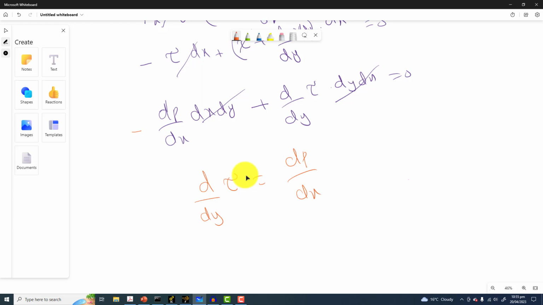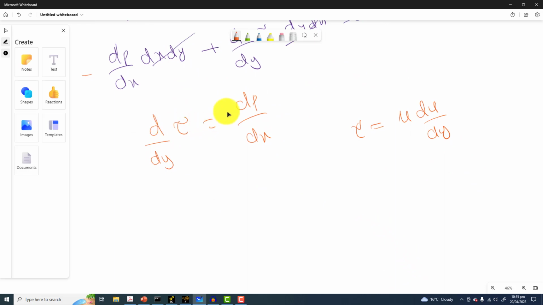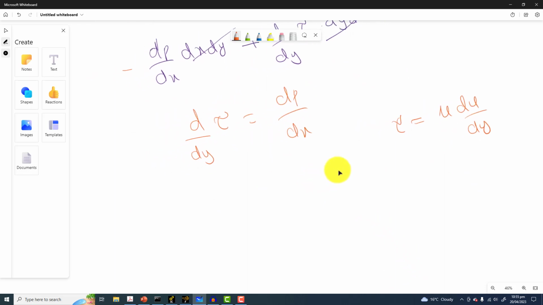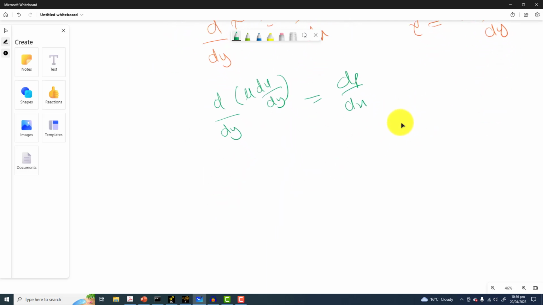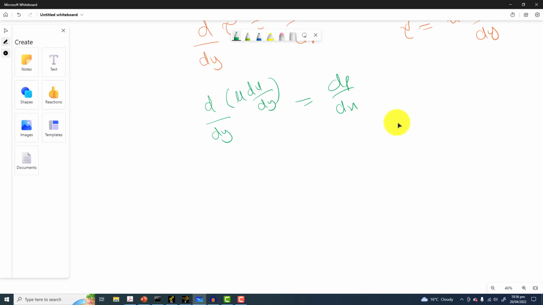And now we know that the shear stress is equal to mu du by dy. So we can insert this term and we can take the mu to the other side. This will be 1 upon mu. So we have d by dy, and let me write down the complete term here. This is mu du by dy is equal to dp by dx. So now from here we can write down that d2u by dy2 is equal to 1 upon mu dp by dx.